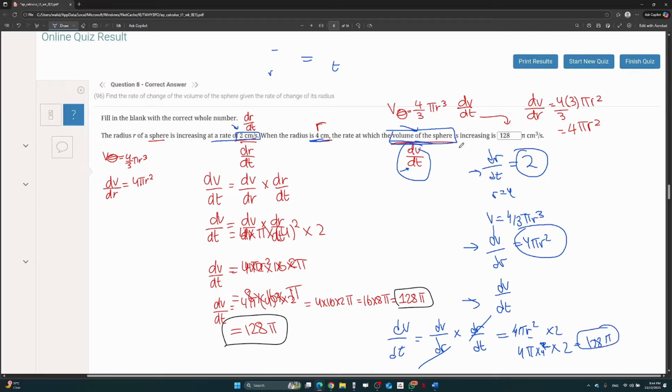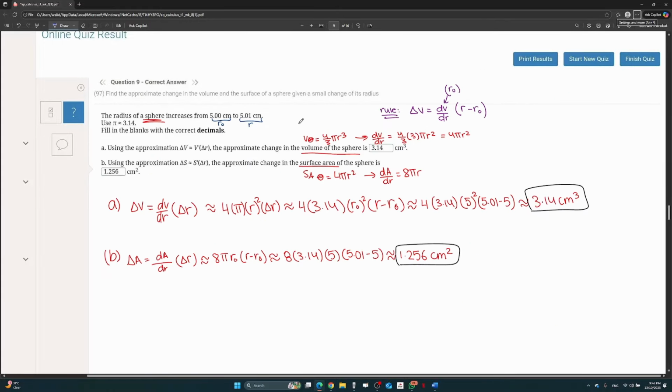If you see this in the exam, this one, not like the other one where they're asking for the rate of the volume, you can simply multiply 4 pi r squared times dr by dt. So it's going to be 4 pi 4 squared times 2. So you get 128. This one, question 9, so easy.